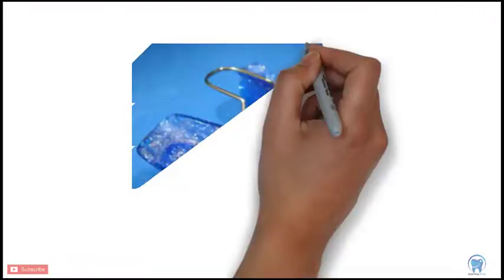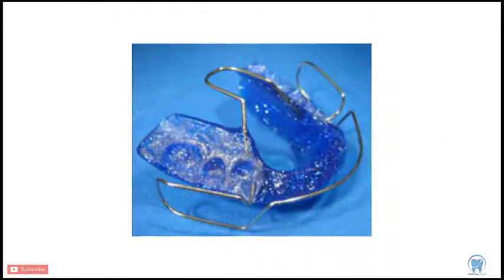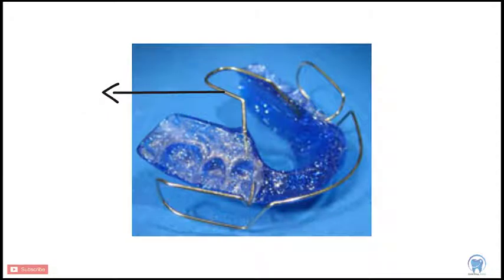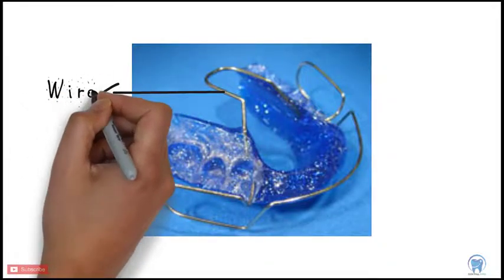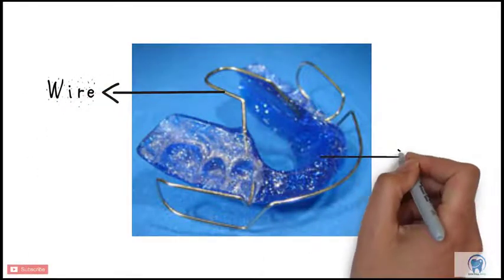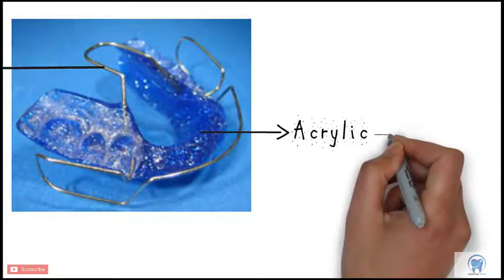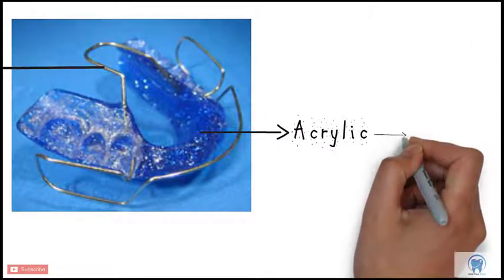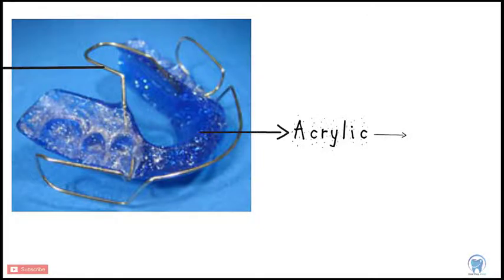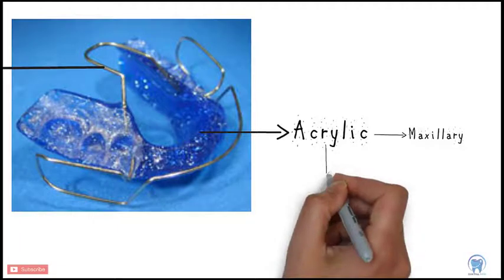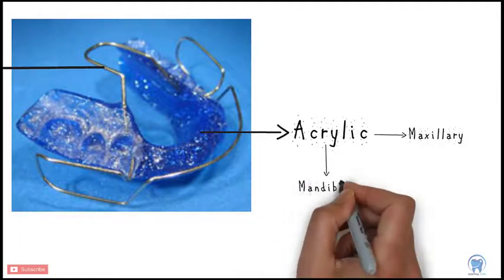Now let's understand the general structure of a bionator. As we know, there are two components. This is the wire component and this is the second component, which is the acrylic component. The acrylic component is made up of two parts. The first one is the maxillary component and the second one is the mandibular component.